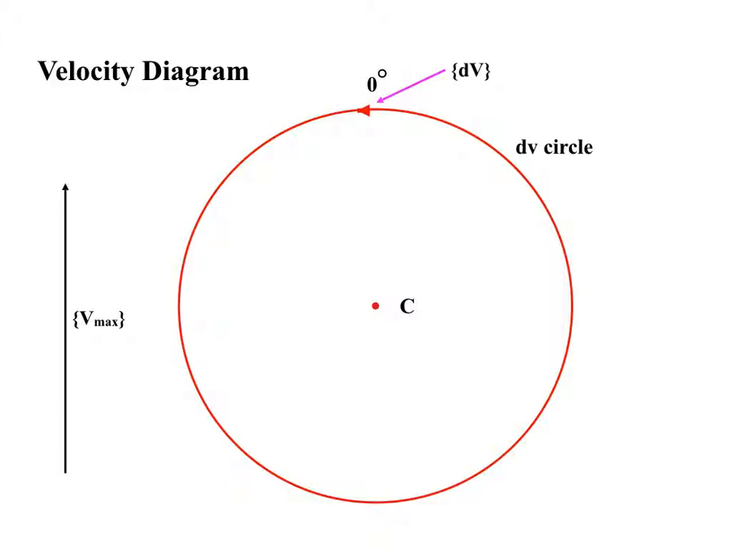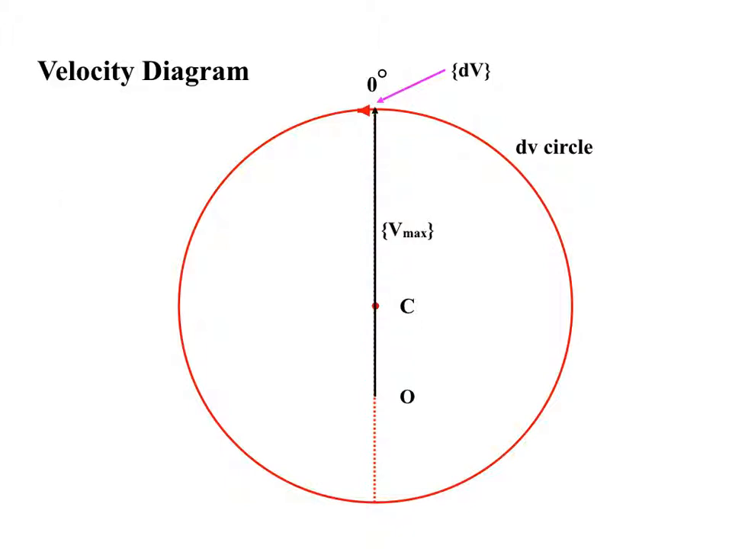We bring in Vmax and the question is where exactly to put it. Well, we can't change its direction, so we have to line it up along the vertical diameter of the dv circle with its tail below the center of the circle and its head resting on the dv circle at 0 degrees. Let's label the tail of the vector O for origin.